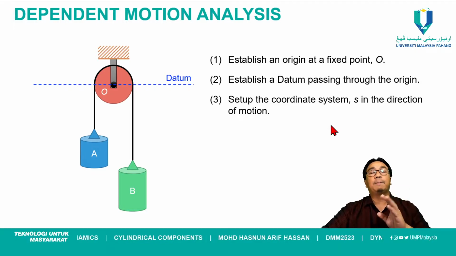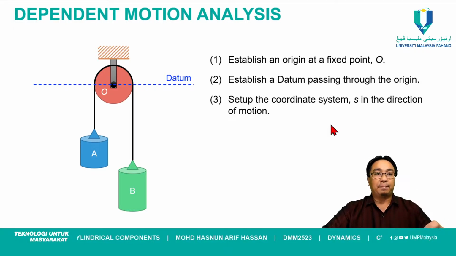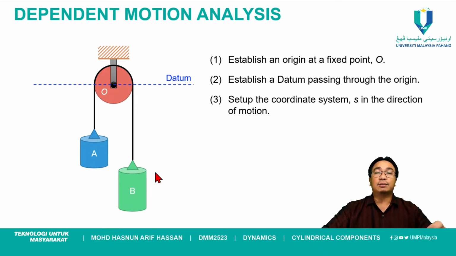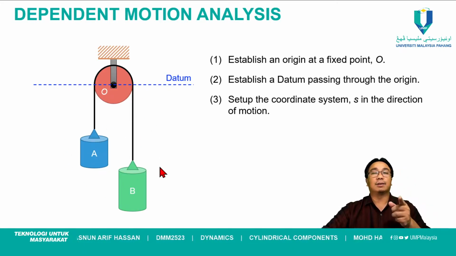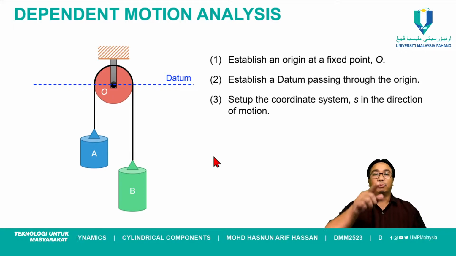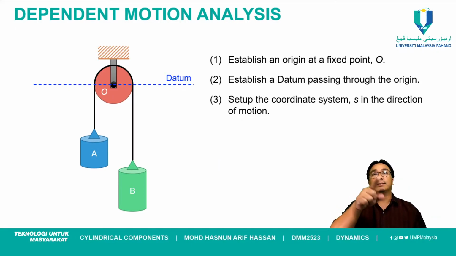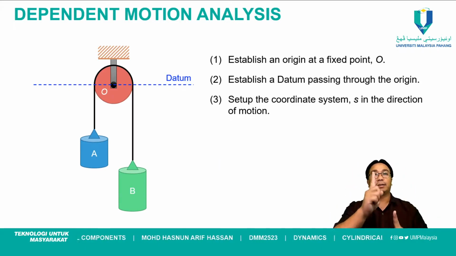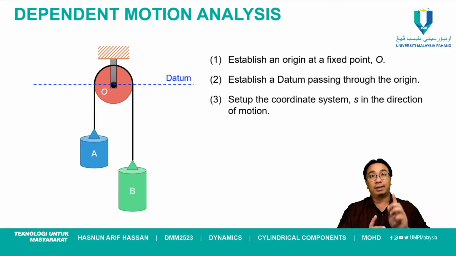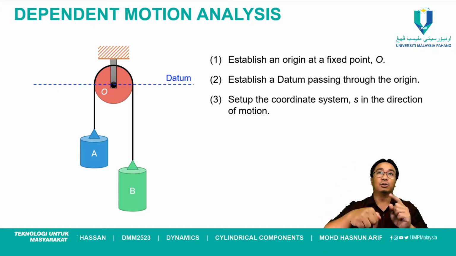Okay, kita dalam case ini kita tak pakai XY coordinate because the motion is only in one axis. Okay, so most of the questions related to dependent motion dia akan jadi hanya dalam satu axis. Dalam case ni motion dia hanyalah pada vertical axis lah. So point A is going up, point B is going down.